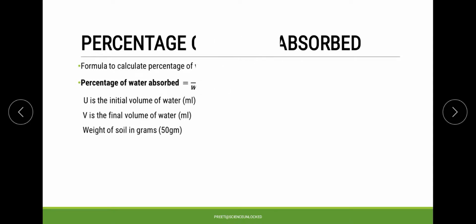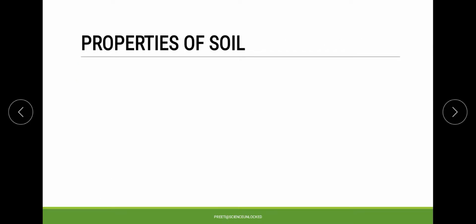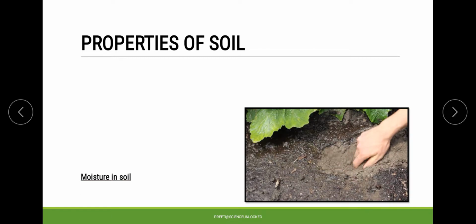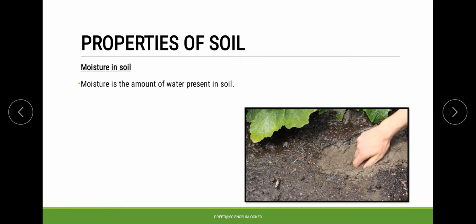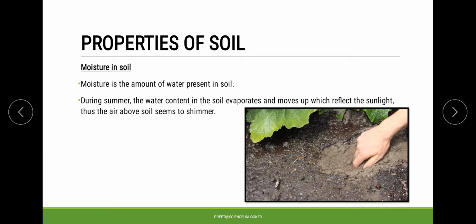The next property that we have is the moisture inside the soil, where we simply talk about the amount of water there is in the soil. This water ultimately keeps the soil hydrated and keeps the requirement of the growing plants in check. It is a simple way where we can take the granules in the hand and check the amount of moisture inside the soil.